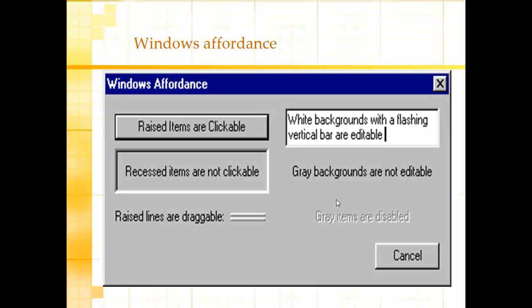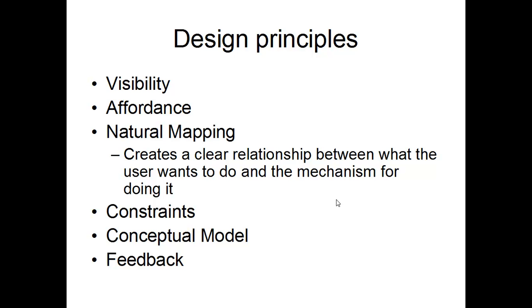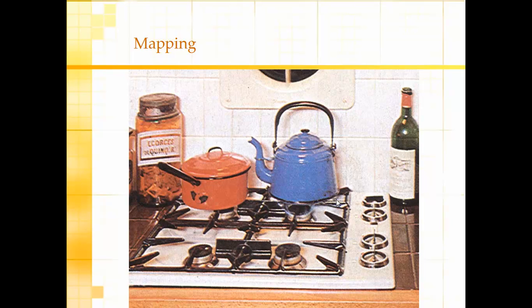You can see different types of windows, different types of dialog boxes, different types of buttons, and by looking at them, they offer some affordance, and one should realize what can be done with them. So the third design principle, natural mapping, creates a clear relationship between what the user wants to do and the mechanism for doing it. For example, take a look at this gas stove with four burners and four knobs.